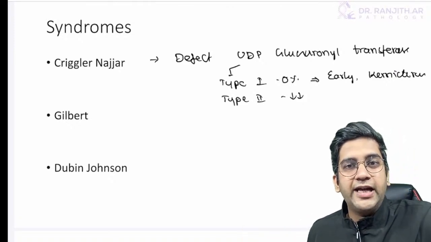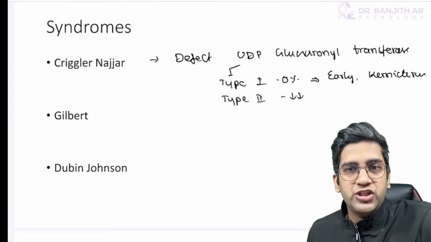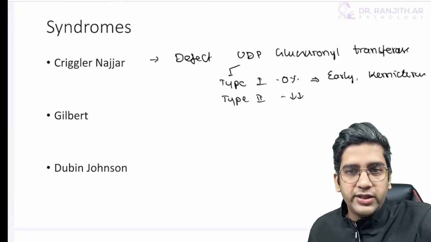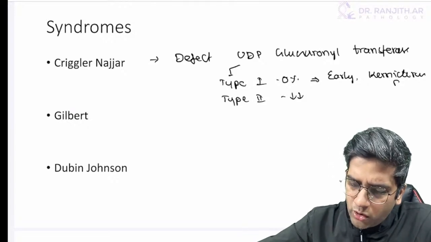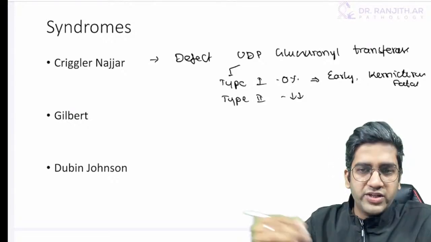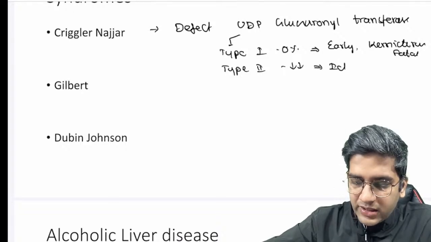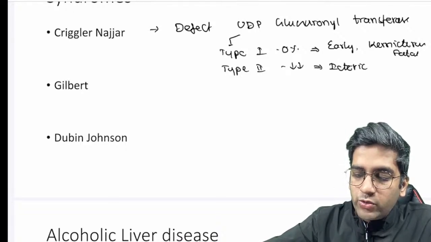The unconjugated bilirubin will cross the blood-brain barrier and can entirely damage the brain, so we'll lose the kid. It's almost always fatal. You will not be able to save the kid, right? In Type 2, the enzyme will be reduced. Yes, the patient will be icteric, but there's a possibility to treat.